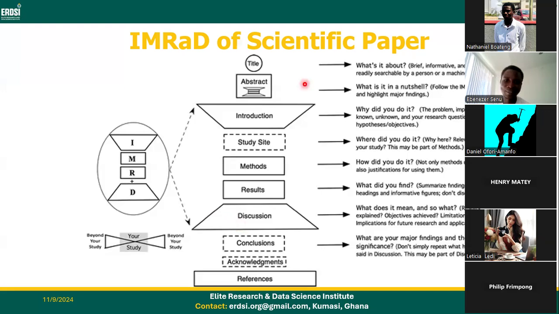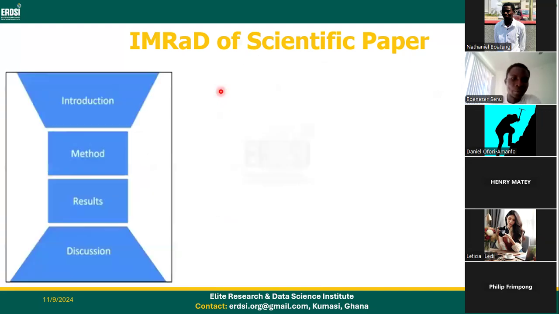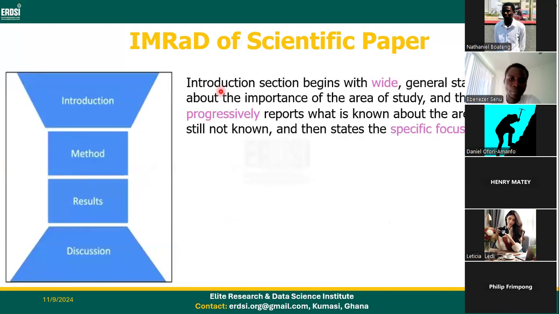Great. So basically, when we talk about the structure of a scientific paper, the introduction is more general. It starts wide, with a general statement about the importance of the area of study. Then we progressively report what is known about the area, what is still unknown, that is our problem, and then we state the specific focus of the paper. That's what we talk about when dealing with the introduction.